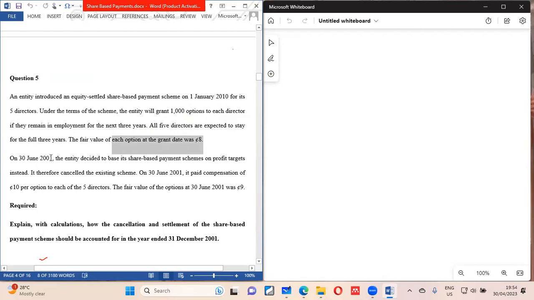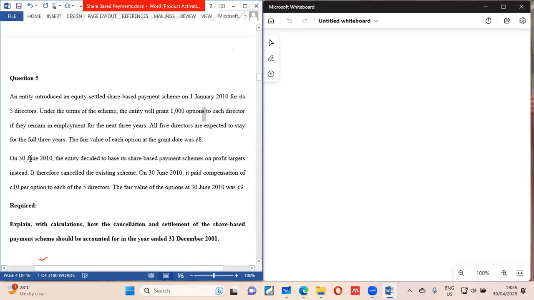On 1,000, oh, okay, so I need to change this date. I need to change this date to 2010. This one has to be 2010. And this one has to also be 2010.